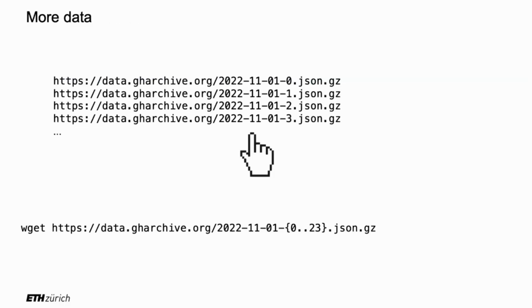What if you want even more data? The GitHub archive data set is actually so big that you have one file per hour, and it keeps generating new files that are taken out of the activities on GitHub. And so it's actually absolutely gigantic.